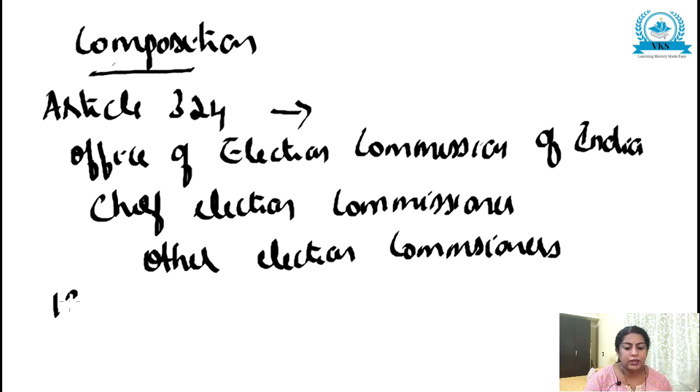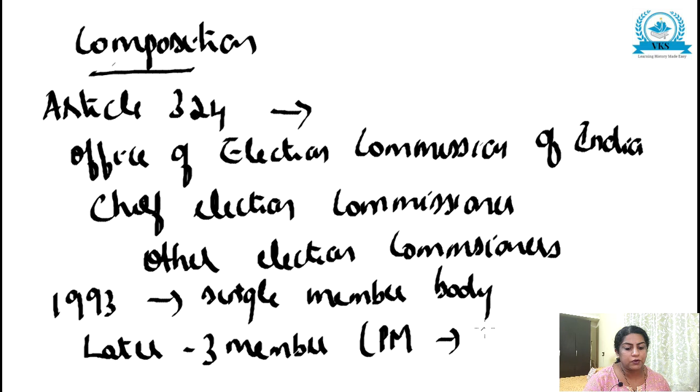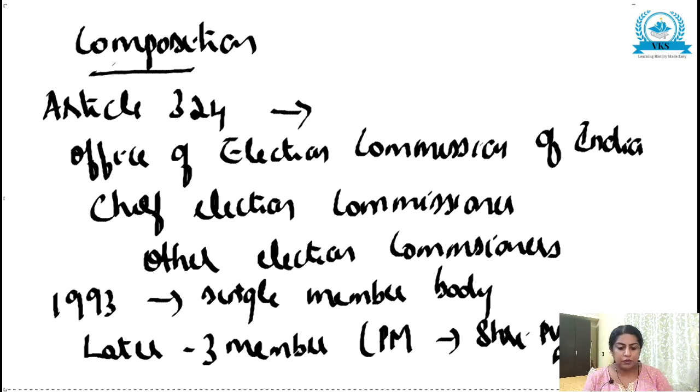Now, until 1993, Election Commission was a single member body, but later on it became a three-member body. It was during the prime ministership of Shri P.V. Narasimha Rao that it changed from a single member body to a three-member body.